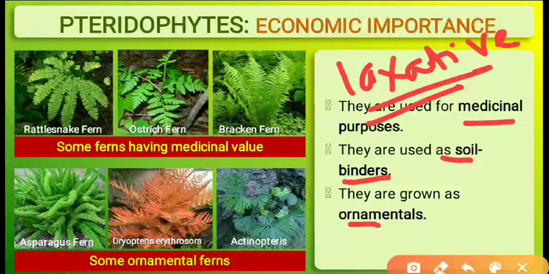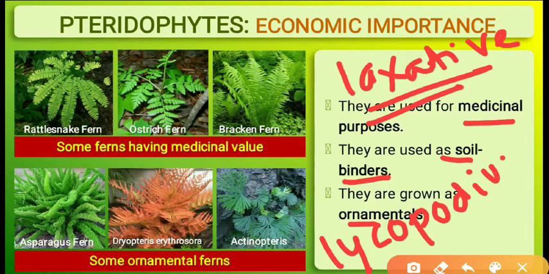Then the economic importance of some pteridophytes is given. Rheumatism, remember this, Lycopodium. Lycopodium is for rheumatism. Rheumatism is pain in the joints. So for rheumatism, Lycopodium is used, and Equisetum is used as a diuretic for diseases related to urine disorders, while its ash relieves acidity. Next, scrubbing. For scrubbing, Equisetum is also used. They are used for scrubbing and polishing.